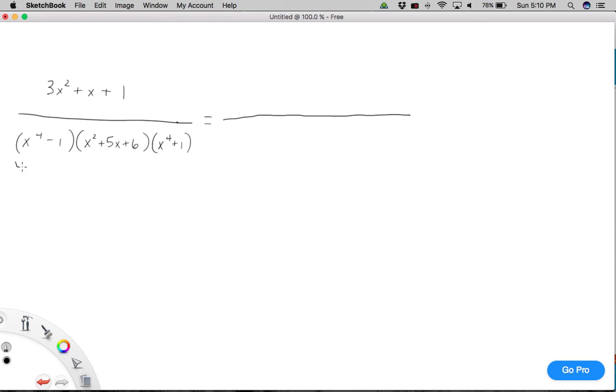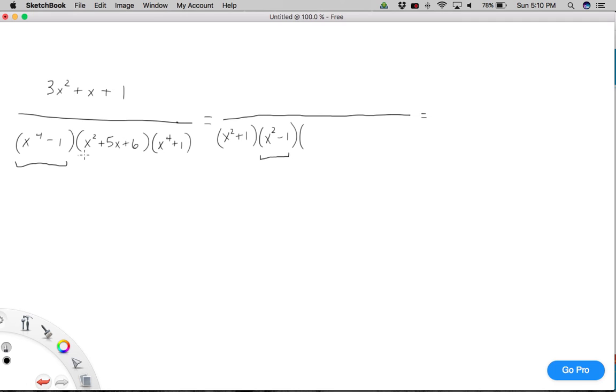The first thing I'm noticing is that this thing can be factored. X to the fourth minus 1 is like the difference of two squares. So this is going to turn into x squared plus 1 times x squared minus 1. And actually, this can be factored again. So I'll get to that in a minute.